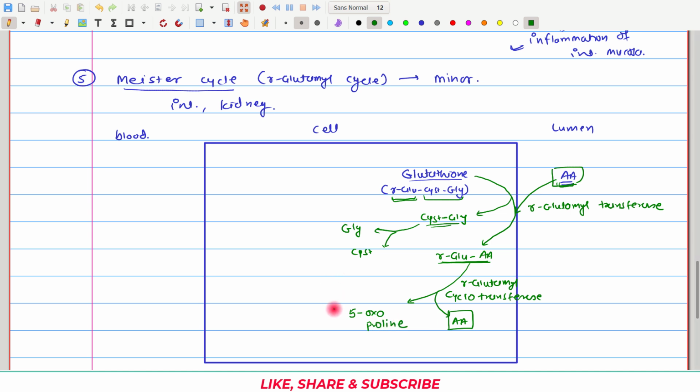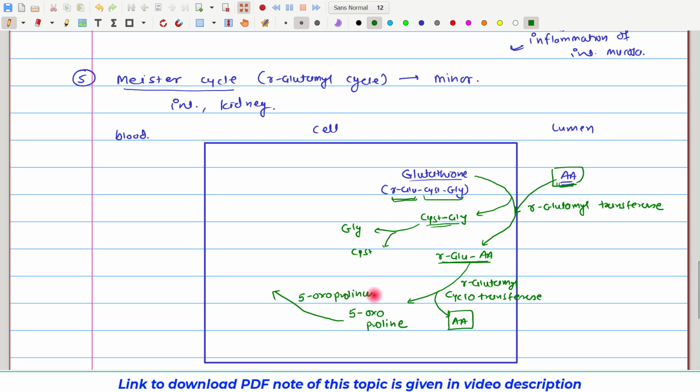This 5-oxoproline is then acted upon by one more enzyme, that is 5-oxoprolinase. And this enzyme requires ATP. So, ATP gets converted to ADP and 5-oxoproline gets converted back to gamma glutamate. So, now we have all 3 amino acids, gamma glutamate, cysteine and glycine, all 3 in free form, and again it has to synthesize this glutathione.